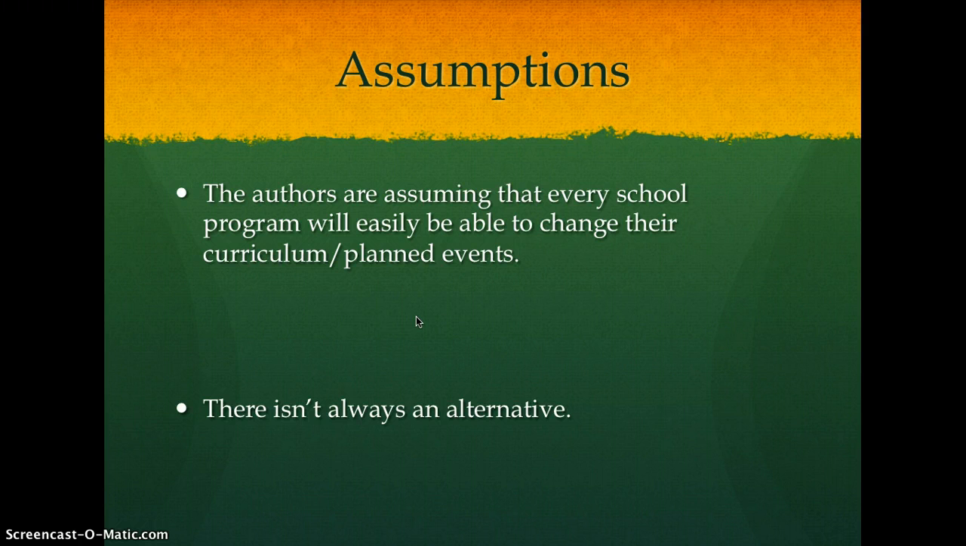Assumptions. The authors are assuming that every single school program will easily be able to change the curriculum, planned activities, or events, and there isn't always an alternative. Basically, not every school can just change their curriculum, and there are so many different religions and different religious activities and festivities and practices that there is absolutely no way that you could completely revolve your entire curriculum and planned events around different religions simply because it would be way too hard. But you could make strides to try to better that environment for those students.